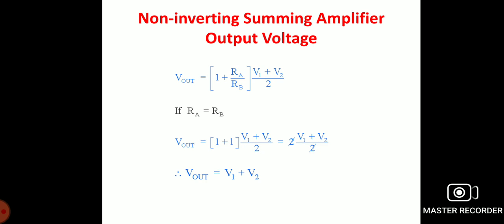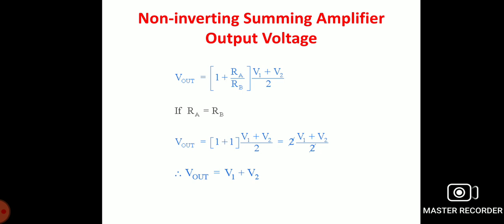What is the total voltage? There are two input voltages, V1 plus V2, divided by 2. So RA is equal to RB, an equal resistance value. So the output voltage is equal to (1 plus 1) times (V1 plus V2) divided by 2. Here we can finalize the derivation. The 2 is cancelled, so the remaining part is V1 plus V2, the two input voltages. So the output voltage of the non-inverting summing amplifier, Vout, is equal to the sum of the input voltages, that is V1 plus V2.